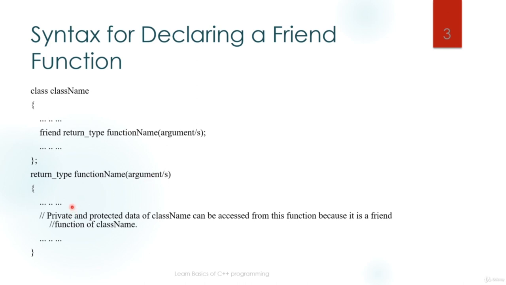Within this, we will be able to access the private and the protected data because it is a friend function of the class. Now, the question may arise, how will we invoke this friend function? It can be invoked like the normal functions, without the help of any object.